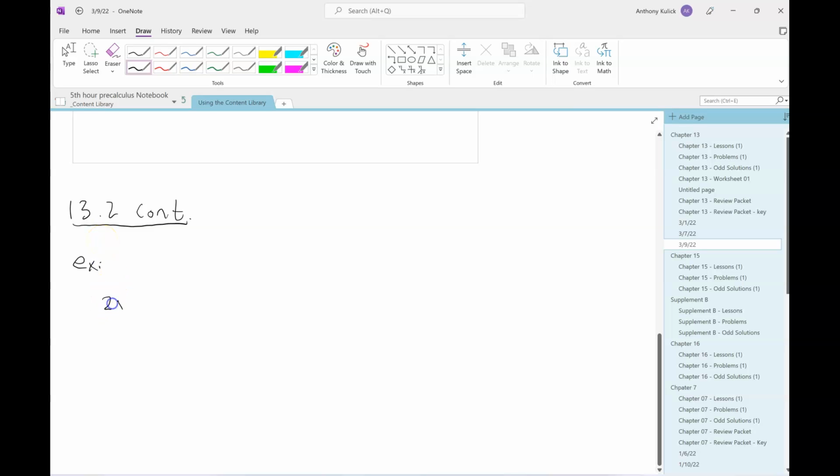So let's say we have 2x squared minus 5x plus 4 divided by x minus 2. So how do we set up our polynomial division? x minus 2 goes on the outside. Great. So x minus 2 goes on the outside of the division thingy, and then 2x squared minus 5x plus 4 goes on the inside of the division thingy.